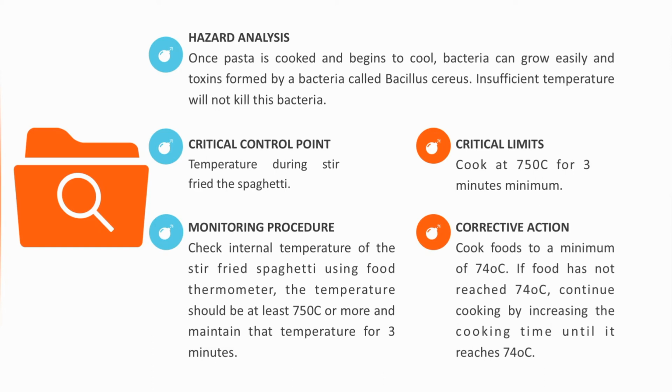Monitoring procedure: check the internal temperature of the stir-fried spaghetti using a food thermometer. The temperature should be at least 75 Celsius or more and maintained for 3 minutes. Corrective action that can be taken is to cook foods to a minimum of 74 Celsius. If food has not reached 74 Celsius, continue cooking by increasing the cooking time until it reaches 74 Celsius.